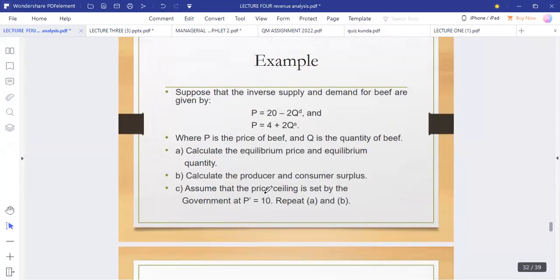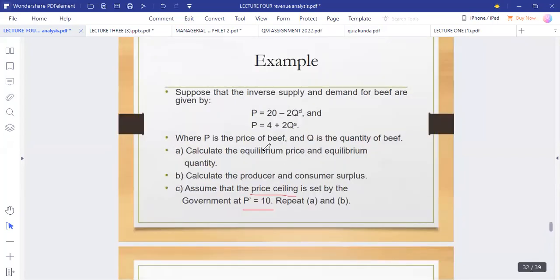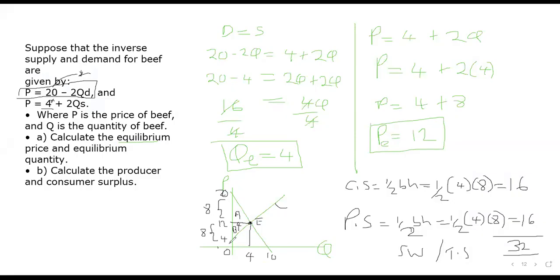Say, assume there's a price ceiling of 10. I ask you to calculate the deadweight loss. The same question that we just answered will be that the price ceiling is 10 there. So what is our deadweight loss?